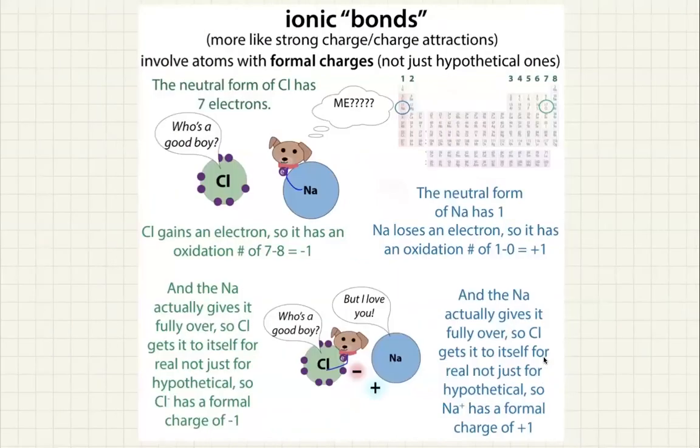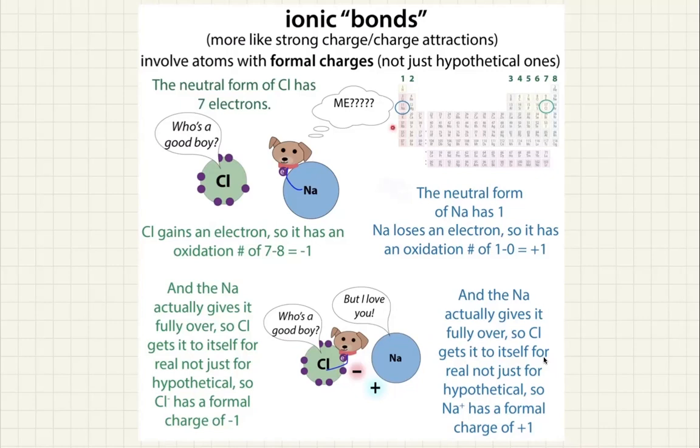Now, what about ionic bonds? When we're talking about oxidation numbers, we're thinking about hypothetical ionic bonds. But what if we're thinking about real ionic bonds? Remember, an ionic bond is really more just a strong attraction, because it's an attraction between full opposite charges. And you get a full opposite charge by having a difference of an electron. In an ionic bond, one atom gives up an electron, and then the other atom takes it. The one that gave it up is now going to have a plus charge, and the one that takes it is going to have a minus charge.